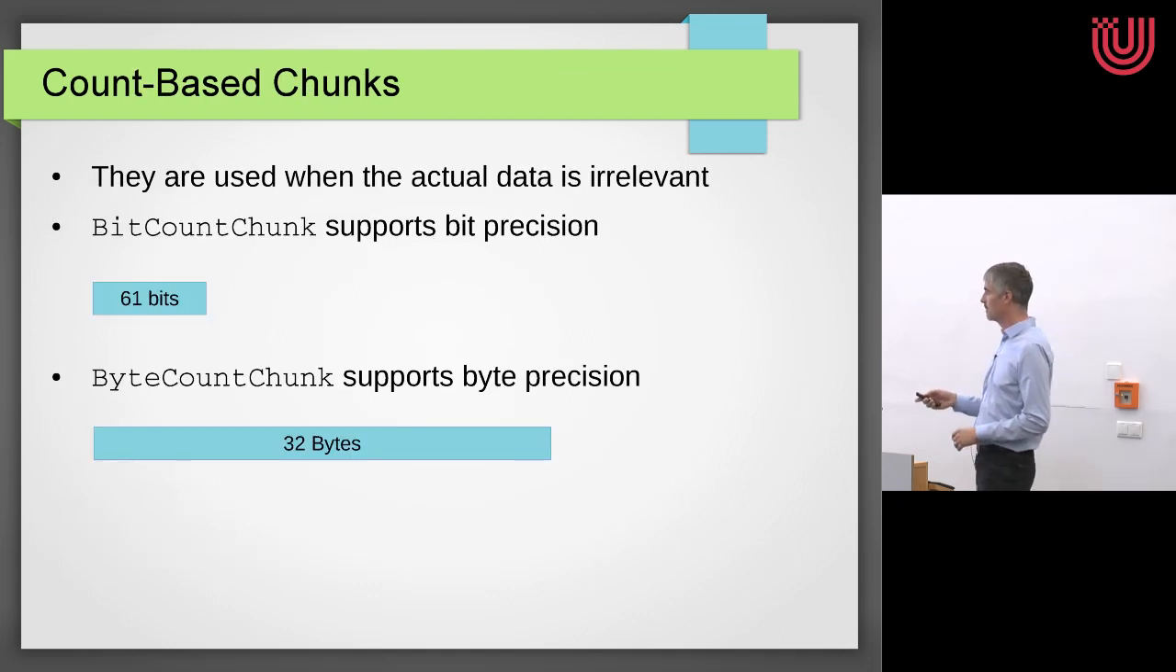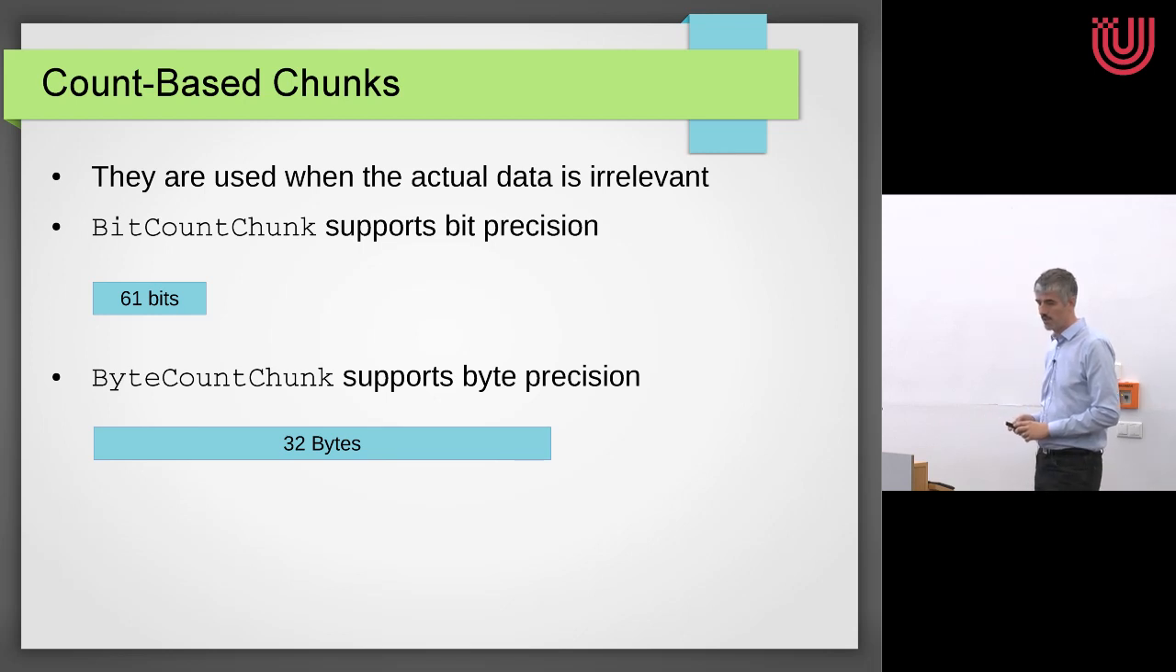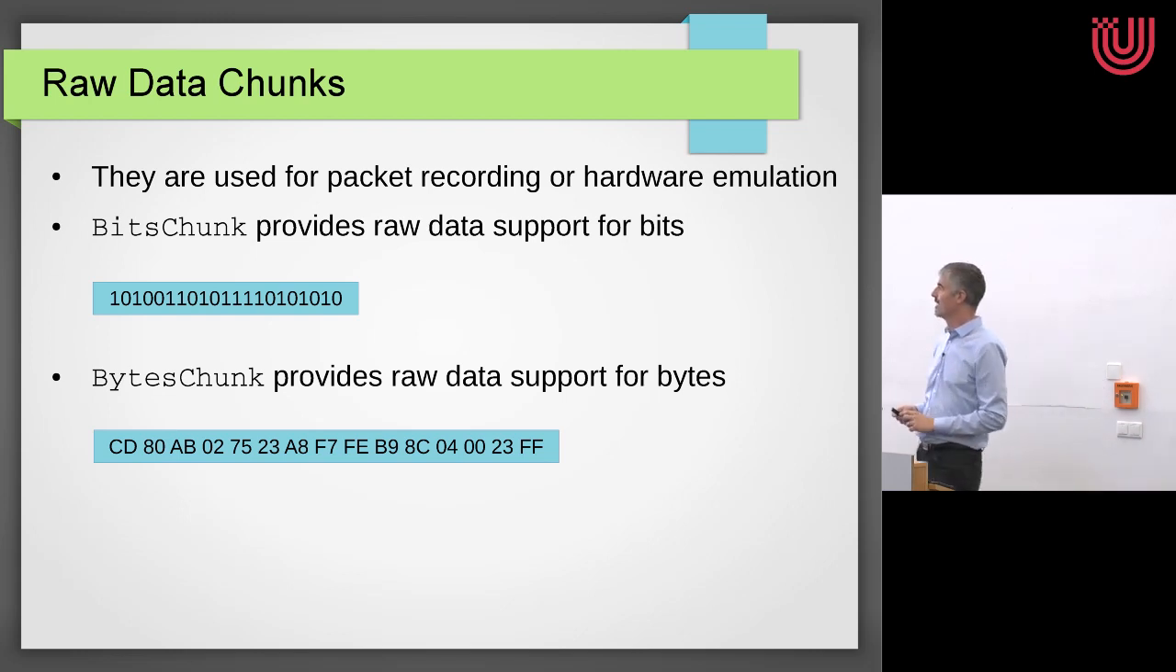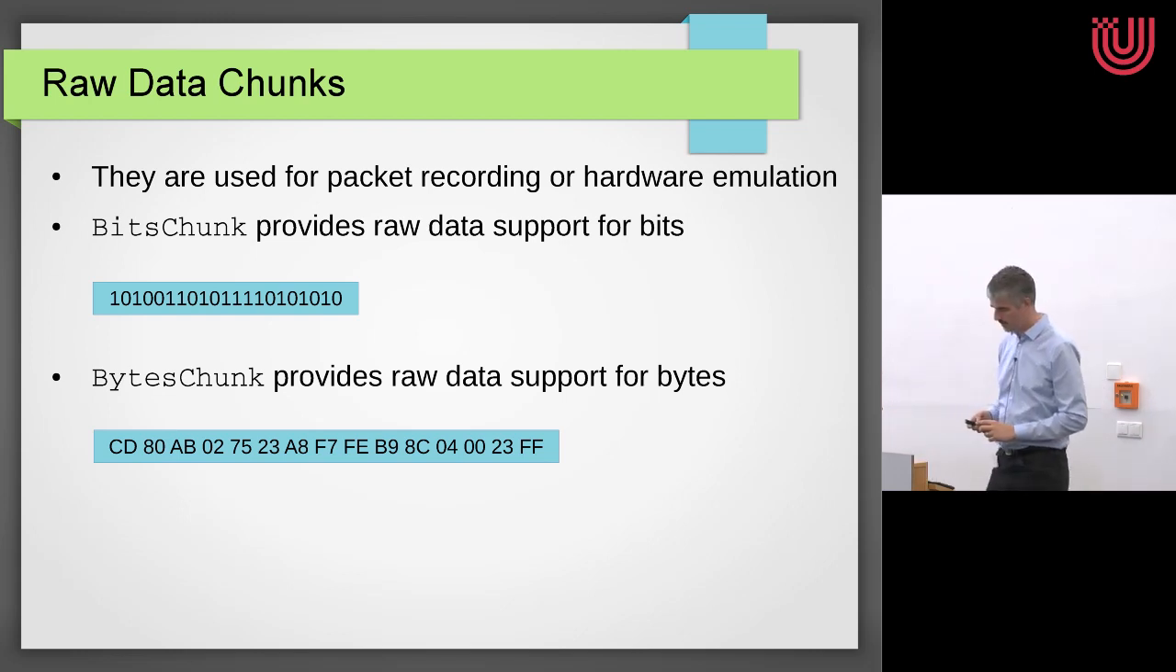So basically, the most simple one is used when the actual data is irrelevant. That's most likely in an application when you just want to send, I don't know, 1 billion bytes, whatever. There are two variants of those, the bit count chunk and the byte count chunk. That's not so complicated. Important, but not complicated. Then we have the raw data chunks, which are mostly used for serialization. We have the bits chunk and the bytes chunk, and the bits chunk is only needed in some physical layers where you need to be bit precise.